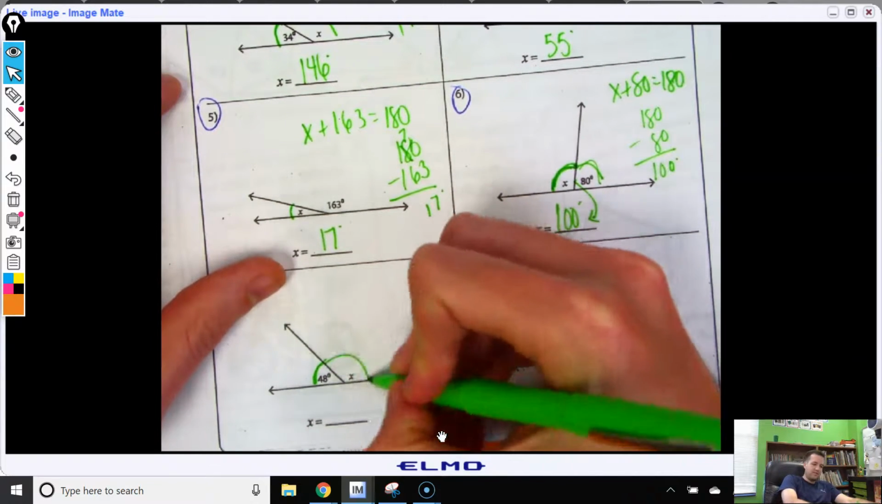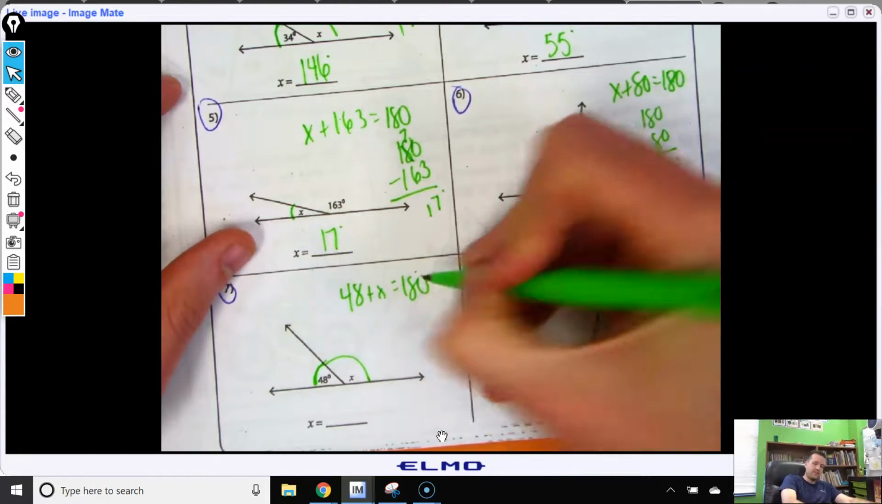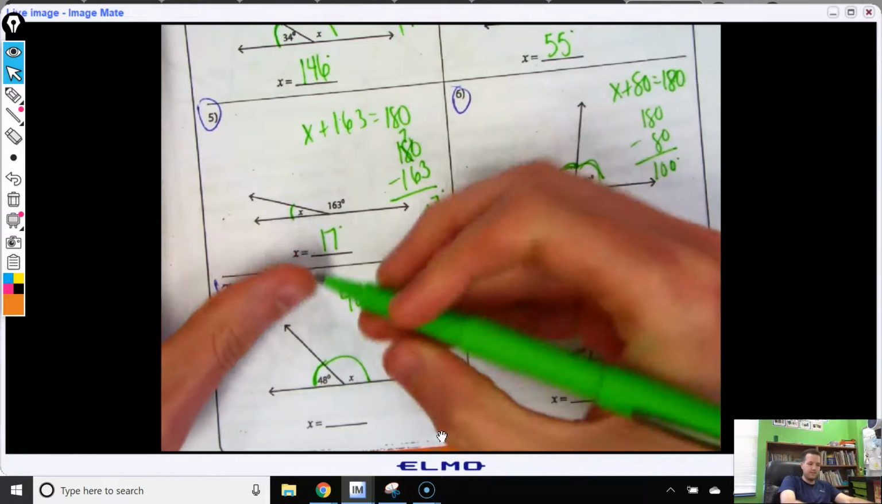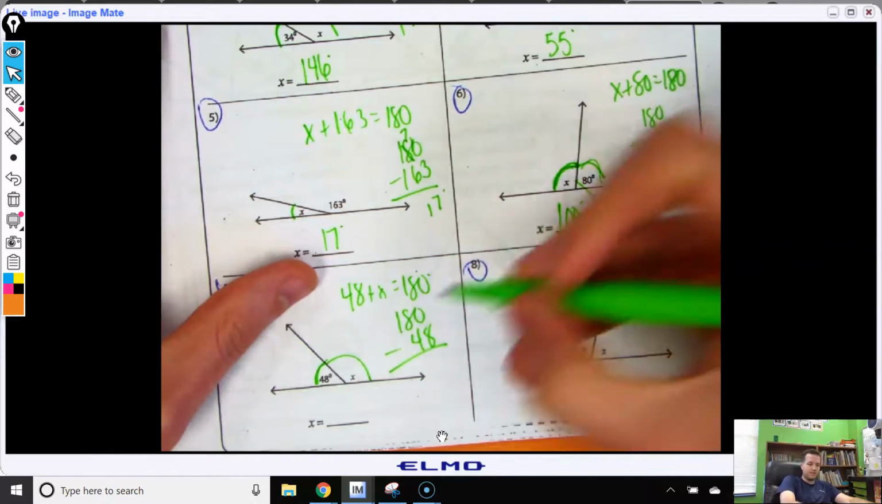Number 7, 48 degrees plus angle x equals 180 degrees because they're supplementary angles. 180 minus 48 will tell me the value of x.